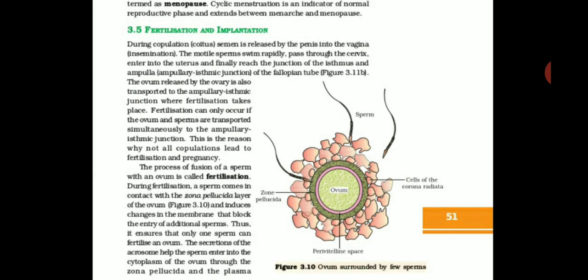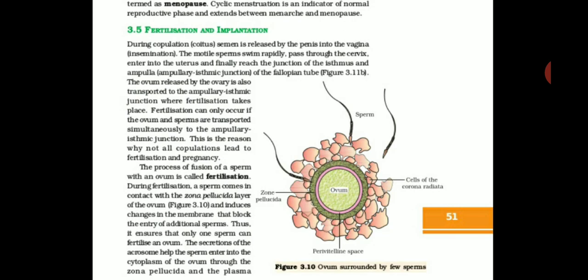During copulation, semen is released by the penis into the vagina. This is called insemination. The motile sperm swim rapidly, pass through the cervix, enter into the uterus, and finally reach the junction of the isthmus and ampulla. This is called the ampullary isthmic junction of the fallopian tube.